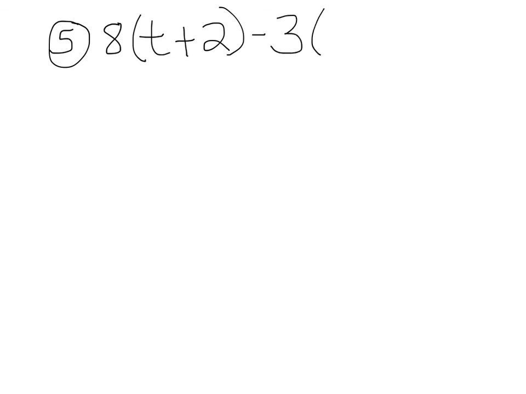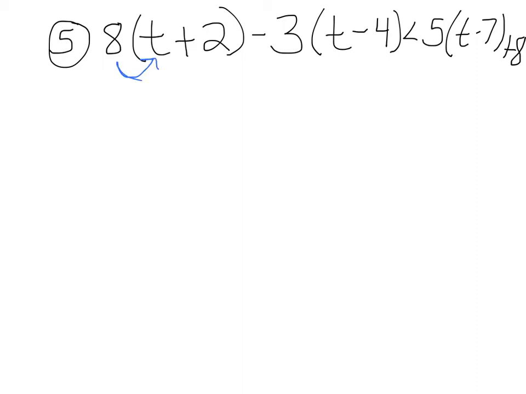Number 5 is 8 parentheses t plus 2 close parentheses minus 3 parentheses t minus 4 is less than 5 parentheses t minus 7 plus 8. Hit pause and work this out on your own. I've got a couple distributive properties that I need to use right now.